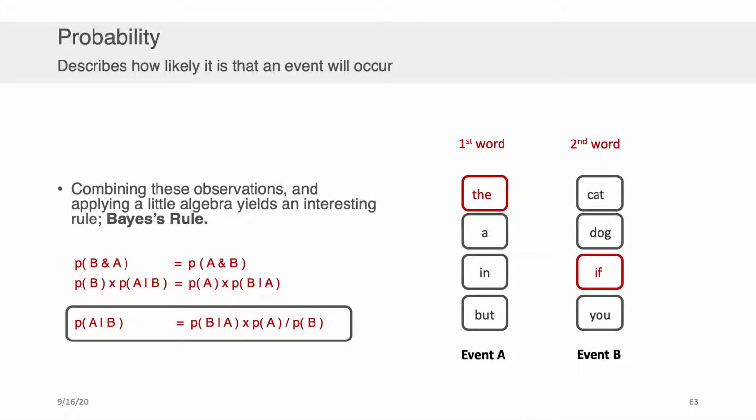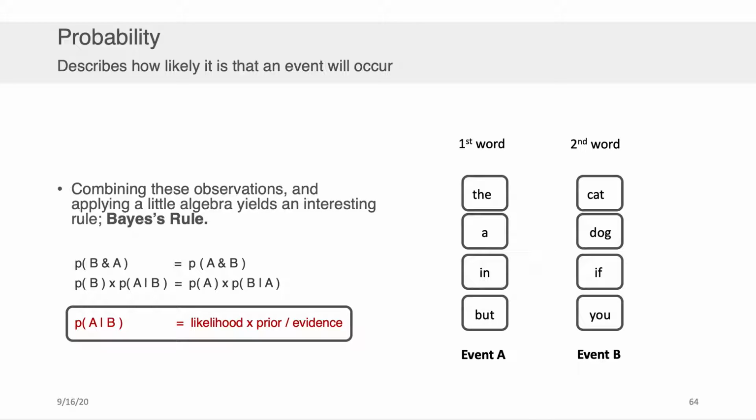Let's say I combine those two observations that we saw in the previous two examples: that probability of B given A was not the same as probability of A given B, but I wanted to find a way of coming up with a relationship between those two. Well, I would know that probability of A and B is the same as probability of B and A, and so I can compute those two separately, do a little bit of algebra, and come up with a rule that's called Bayes' rule.